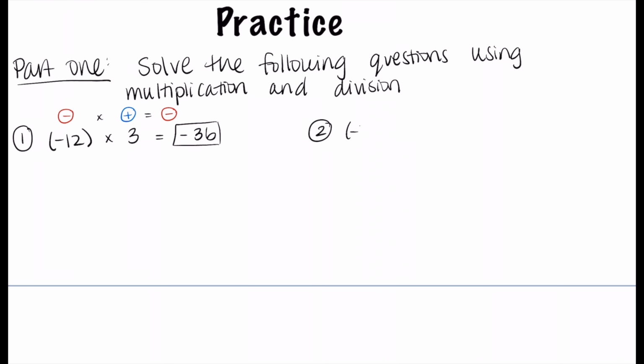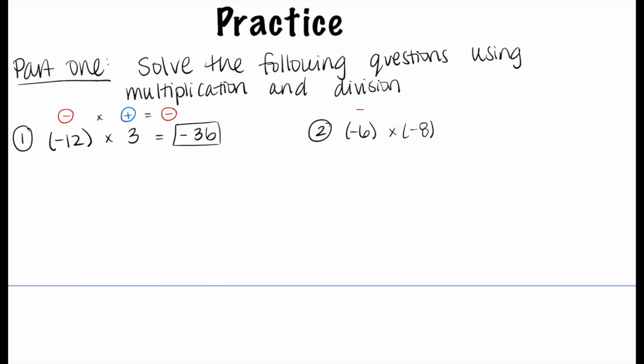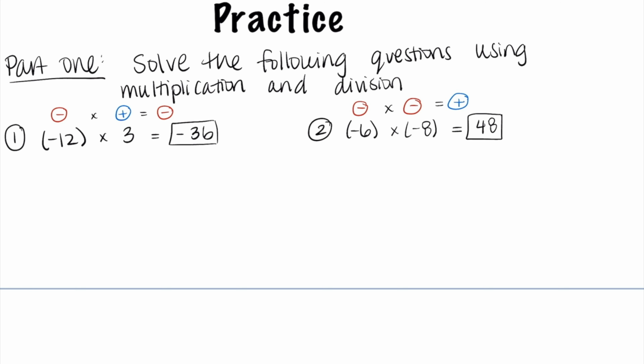Now we'll move on to our second practice problem for this section. For number 2, we have negative 6 times negative 8. Both of our signs are negative, right? We have a negative times a negative. When we have the same sign, we expect a positive answer. So we'll just multiply the 6 times the 8 normally. 6 times 8 just gives us 48, and we're expecting a positive answer, so that would be it. We would get 48 for number 2.